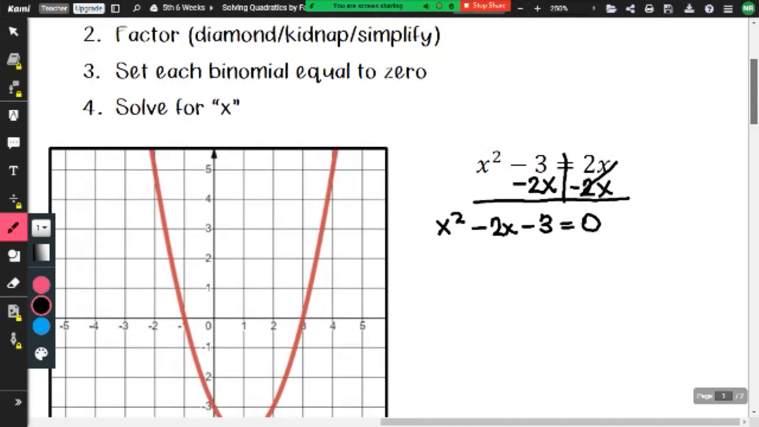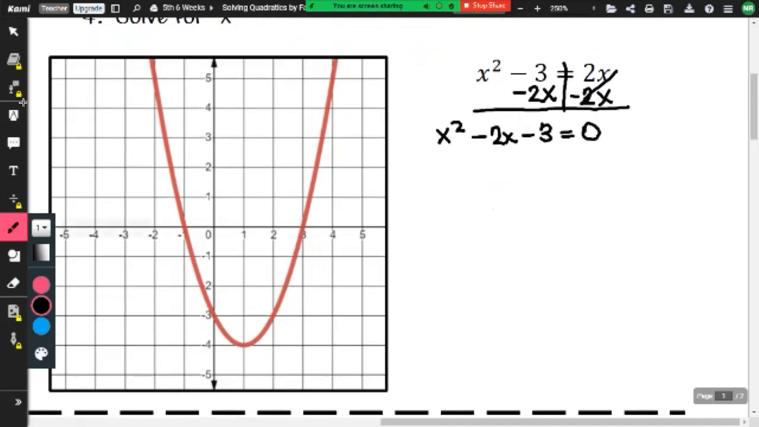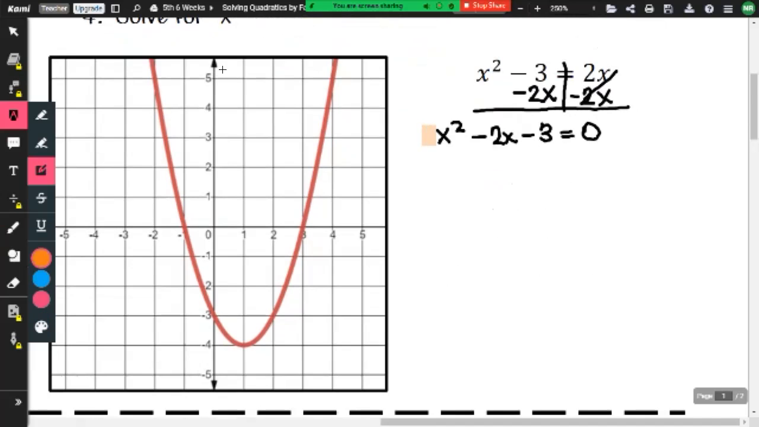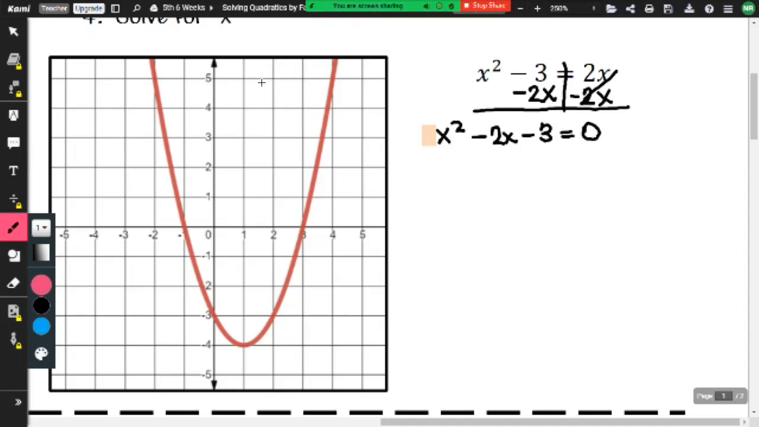Step 2, factor it. When we are factoring, it is very important that you always check to see if there is a number or a coefficient in front of x squared. Since there is no coefficient in front of x squared, we go directly to the diamond.